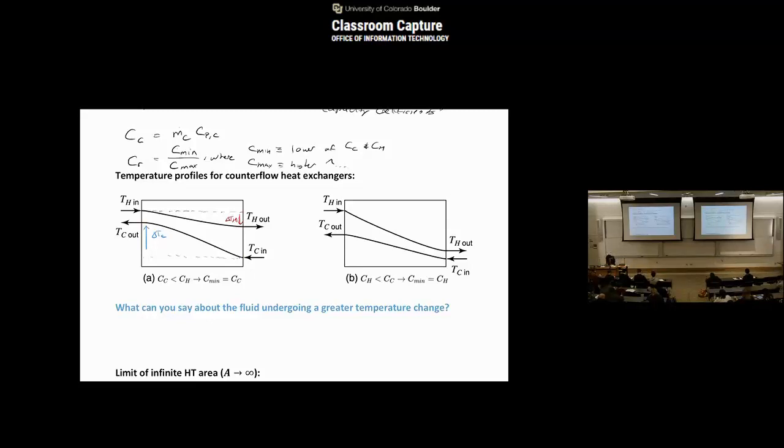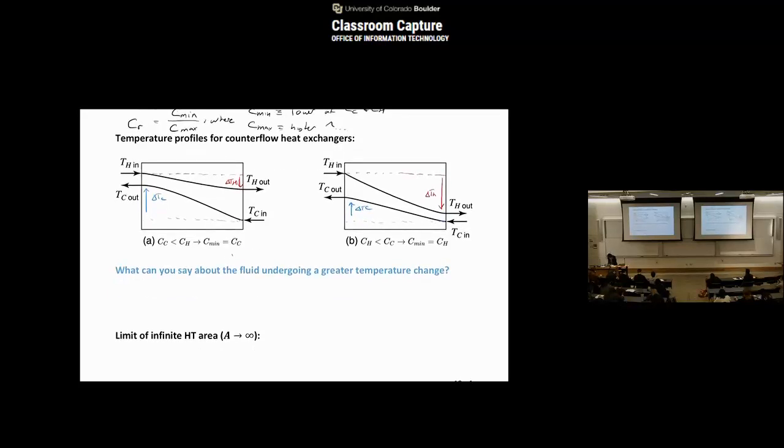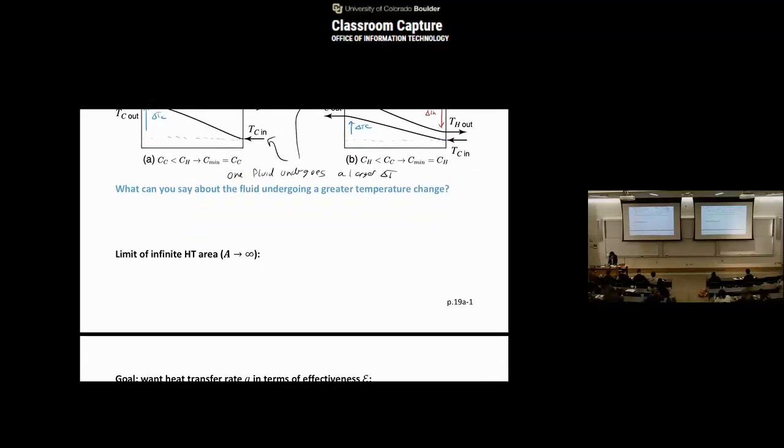Okay, and then on the right-hand side, we can do a similar sort of annotation on our diagram. This will be our delta T_H, and this quantity will be our delta T_C. What you can see here is that in both situations, one fluid undergoes a larger temperature change than the other. For the case on the left, it was our cold fluid. For the case on the right, it's our hot fluid. So what can you say about the properties of the fluid undergoing a greater temperature change?